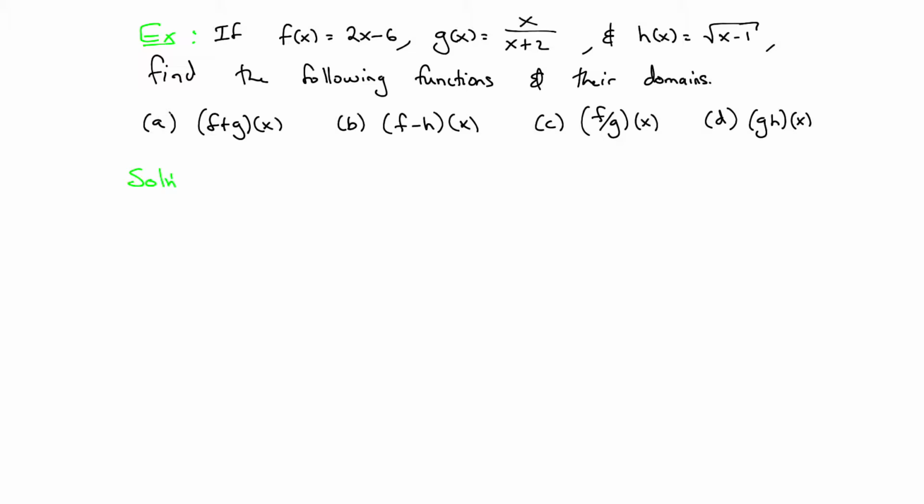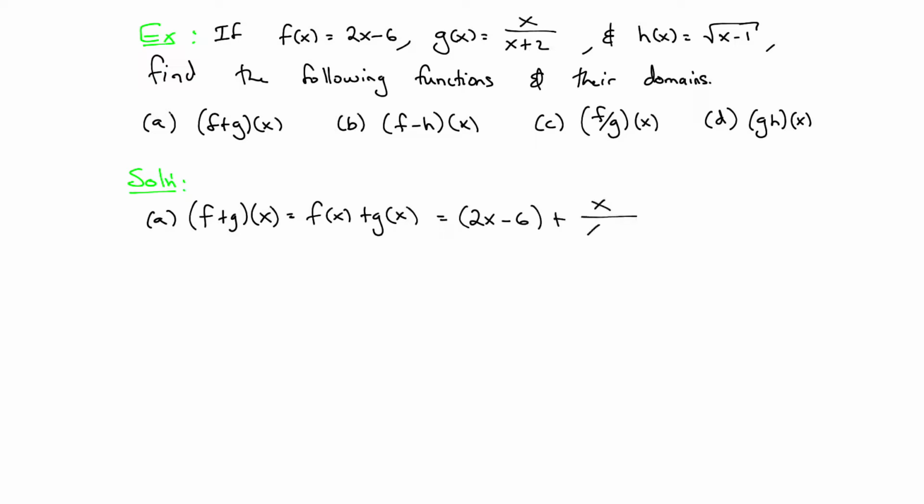All right, so solution. Part A. f plus g of x is just defined to be f of x plus g of x. So we're just going to add those two functions together. So that'll be 2x minus 6 plus x over x plus 2. Now, before I go ahead and try and simplify it and combine it together, what I want to do is just look at this holistically to find the domain. This is good everywhere.